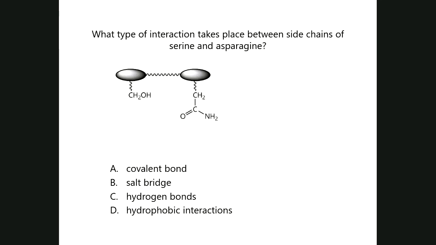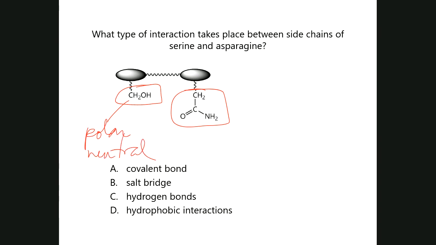All right, so this was meant to be a little clicker question. If you look at these two amino acid side chains, what type of interaction would you predict that they're going to engage in? What you need to do is analyze what types of side chains are involved here. This is a polar neutral, and this one, it's not a carboxylic acid, it's an amide. Amides do not easily ionize, so this is also polar neutral.